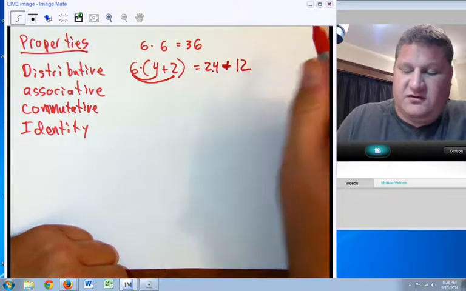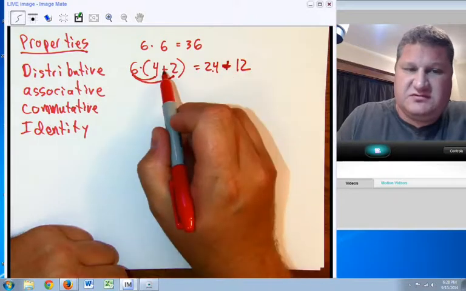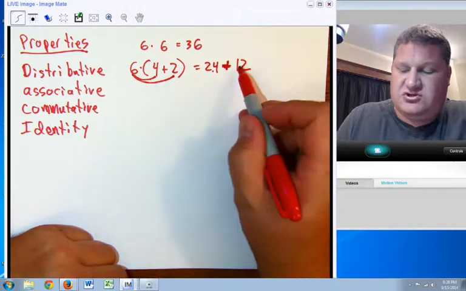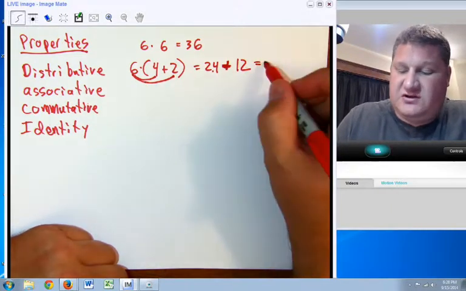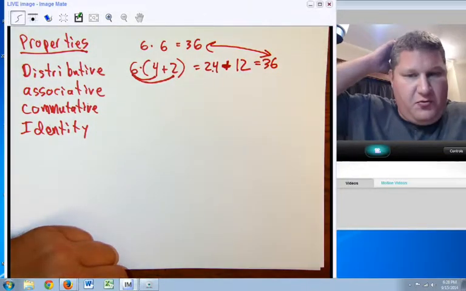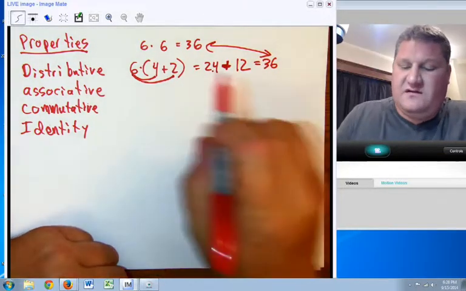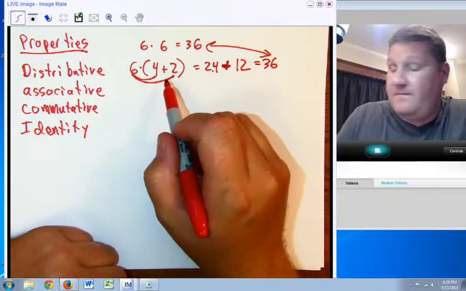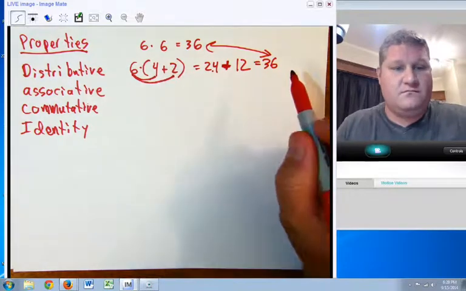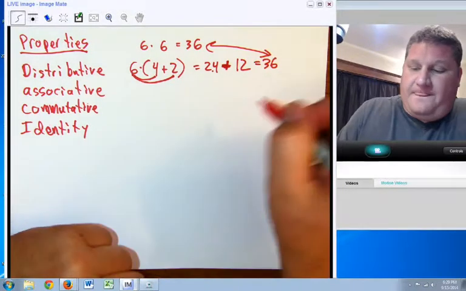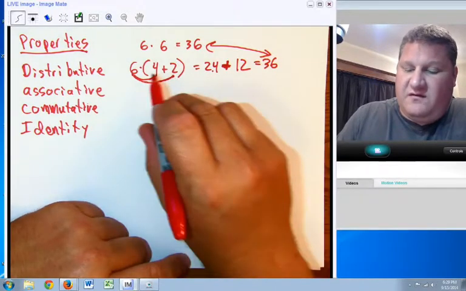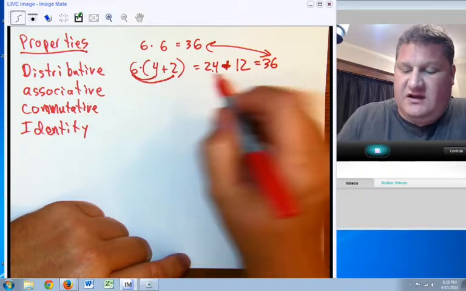12. Now you'll notice I put a plus there because it was a plus here. So 6 times 4 is 24. 6 times 2 is 12. If I take 24 plus 12, I come up with 36. And in fact, that's the whole point of these properties. They're methods to solving problems, and they're going to be equivalent mathematically. Now, I could have done it in reverse, but that distributive property allows me to give away the 6 to each piece.